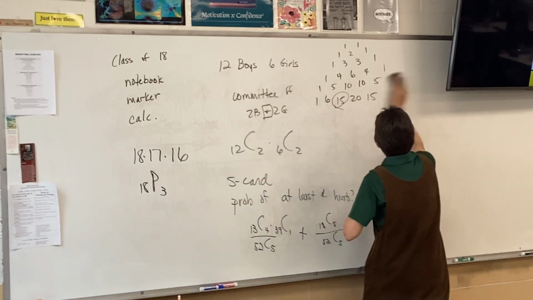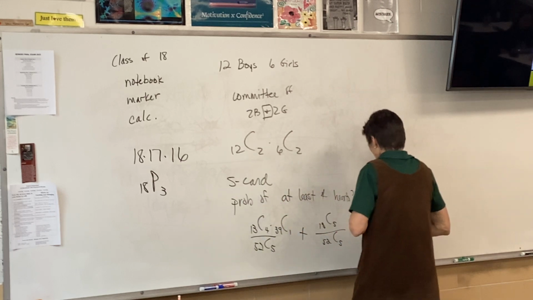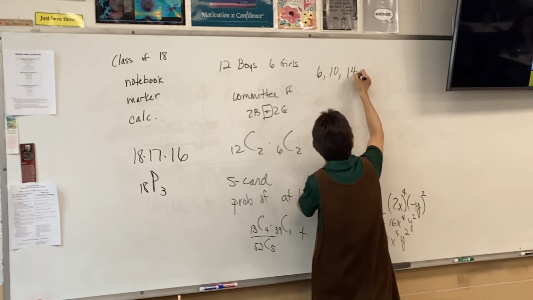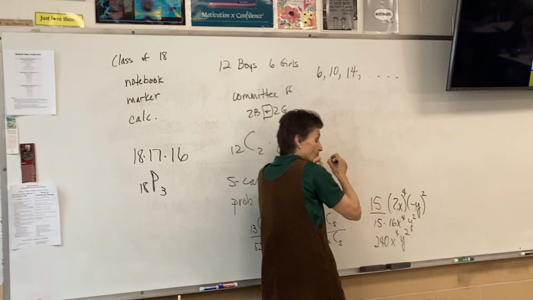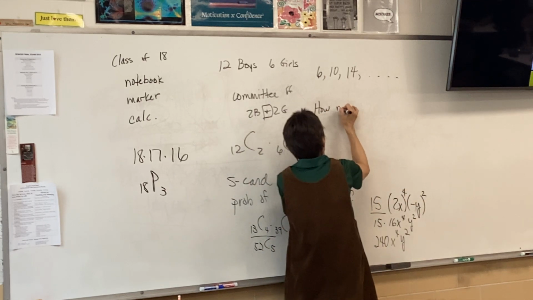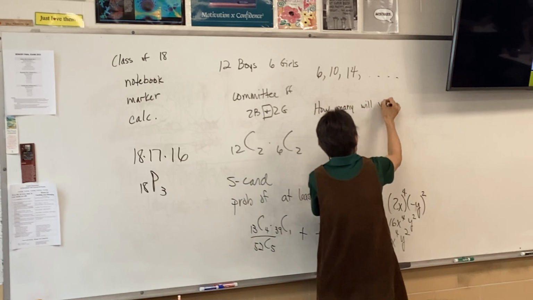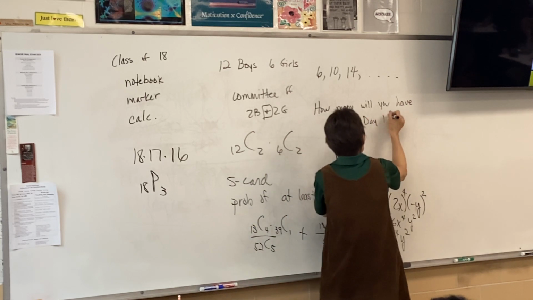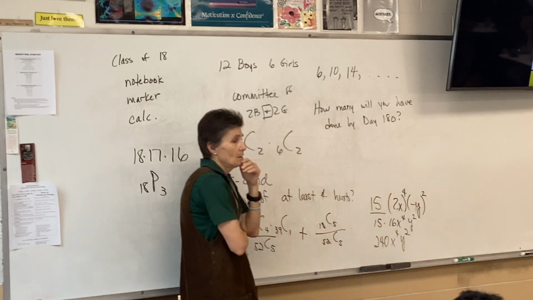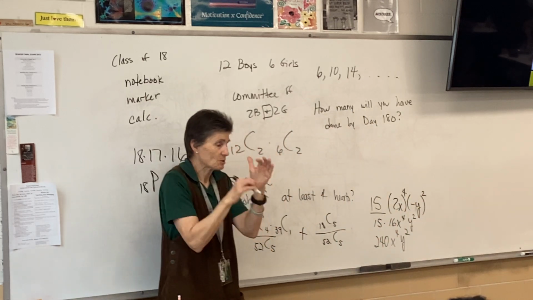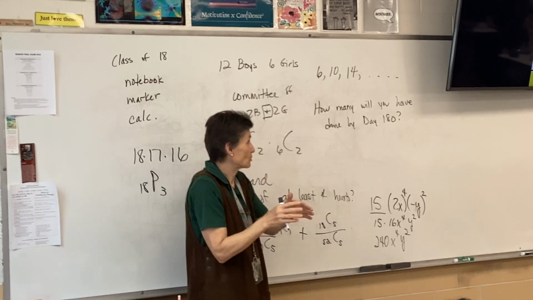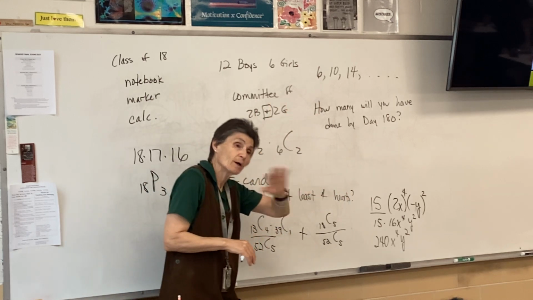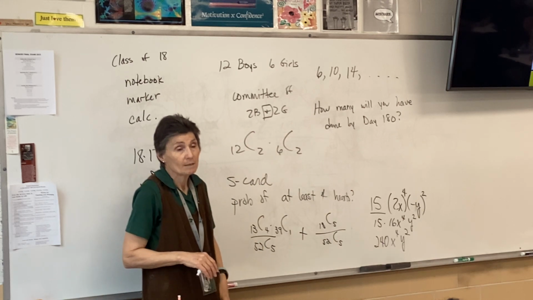Let's suppose that you do 6 problems on the first day of school, 10 problems on the second day, 14 problems on the third day, and so on. How many will you have done by the 180th day of school? I'm abbreviating this because we're about out of time. On the first day you did 6 problems, on the second day 10, on the third day 14, and you kept going all year. How many will you have done by the end of the year?